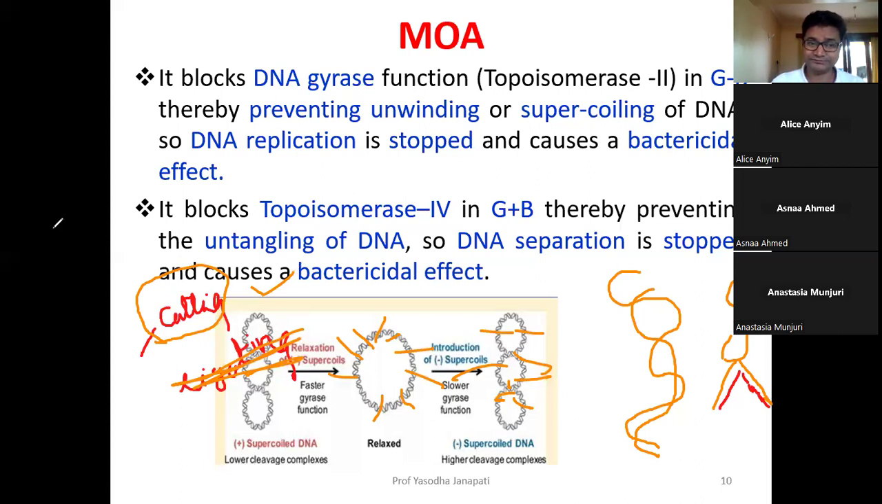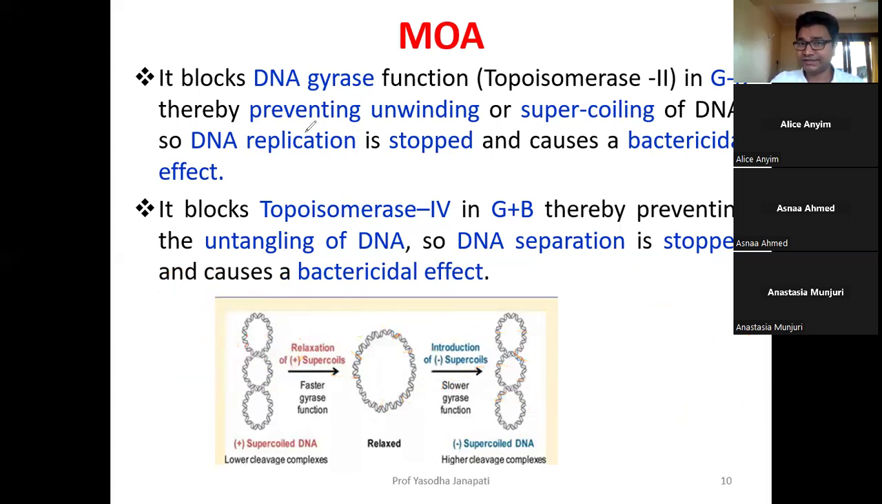Now, one more important thing. We are almost finishing. These drugs are able to block DNA gyrase, which is topoisomerase 2 in gram-negative bacteria, and topoisomerase 4 in gram-positive bacteria. Now this topoisomerase 4 is more dangerous than topoisomerase 2. Consider that topoisomerase 4 has two cutting properties, so its cutting property is more than that of topoisomerase 2.